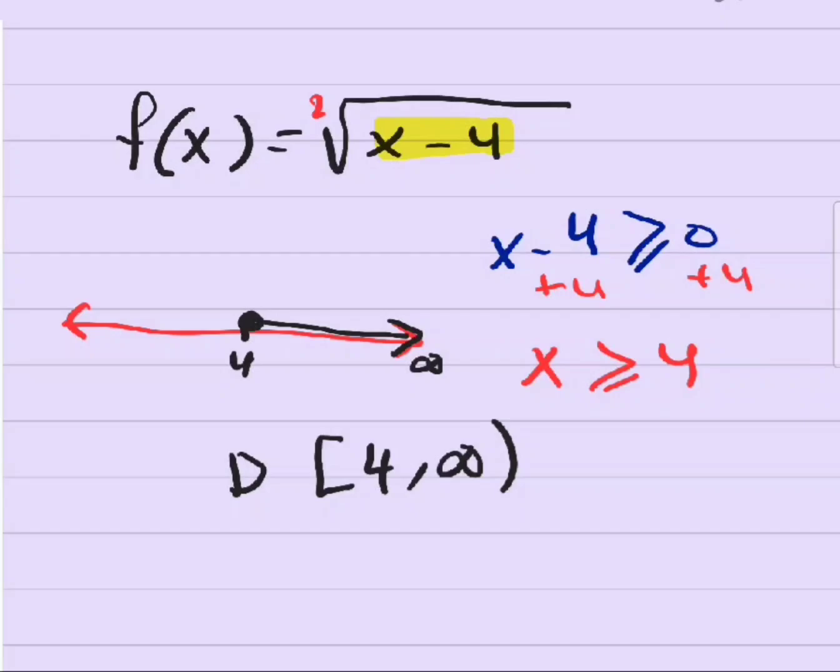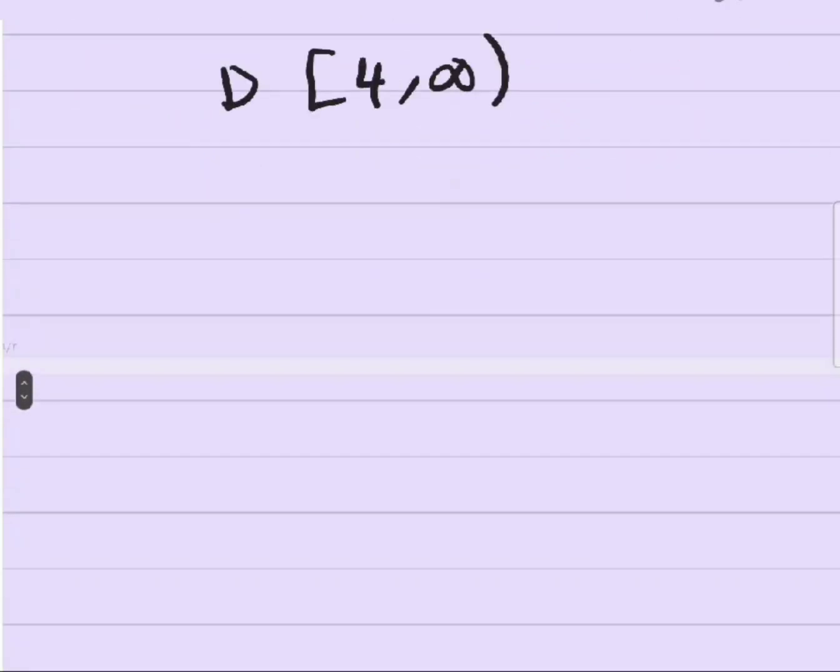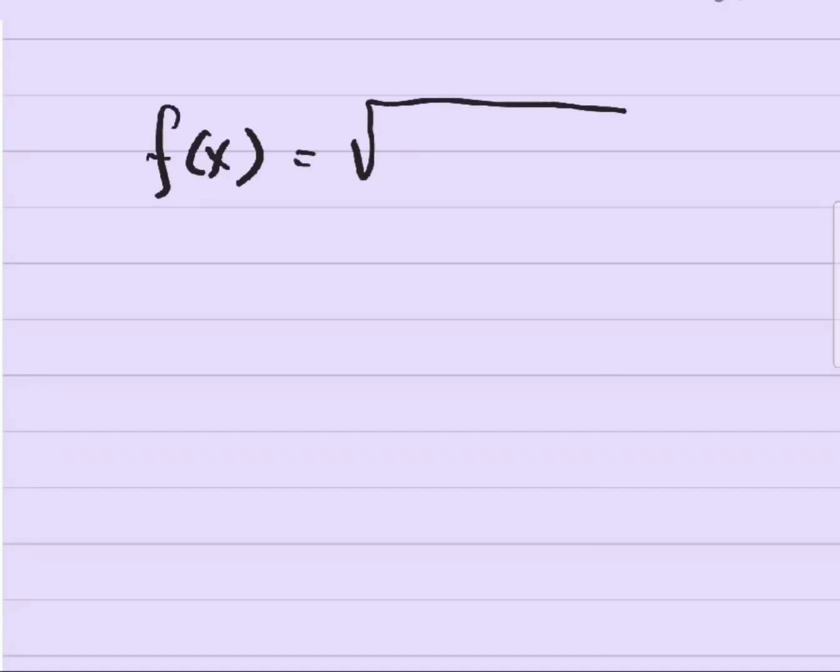Now, what about a problem that looks like this? The square root of x squared plus 3x minus 28. How can we find the domain of this function? So just like before, we're going to set the inside of the square root function equal to or greater than 0.